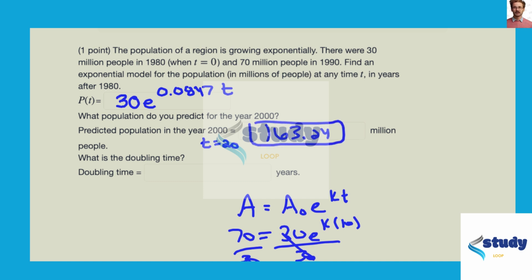What is the doubling time? That would be when you divide by the initial amount, you get 2 equals e to the 0.0847 t.